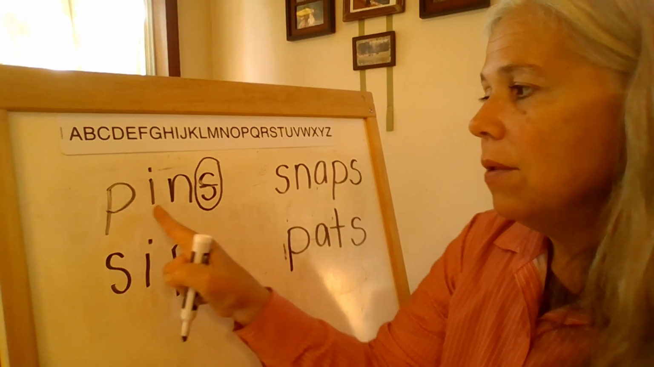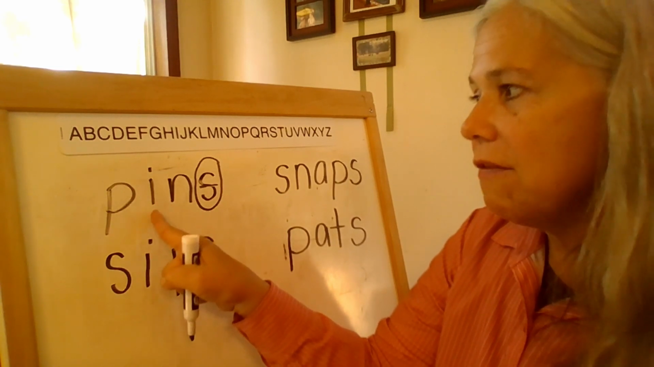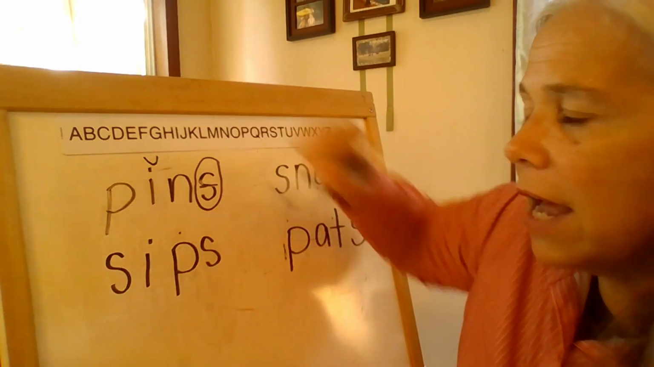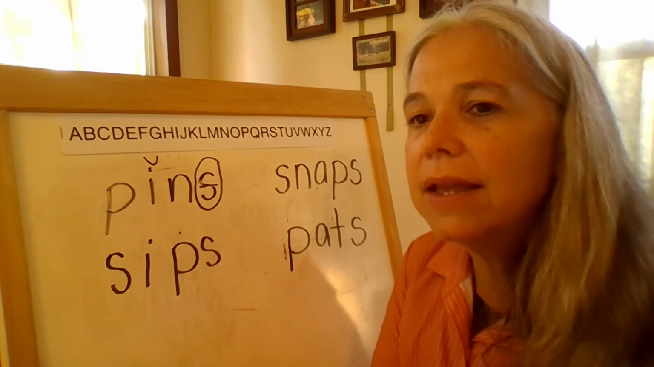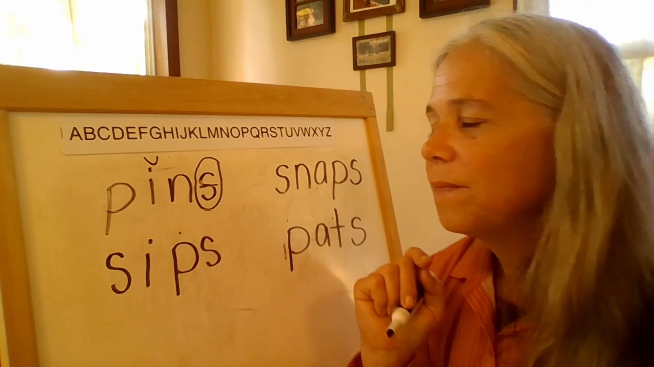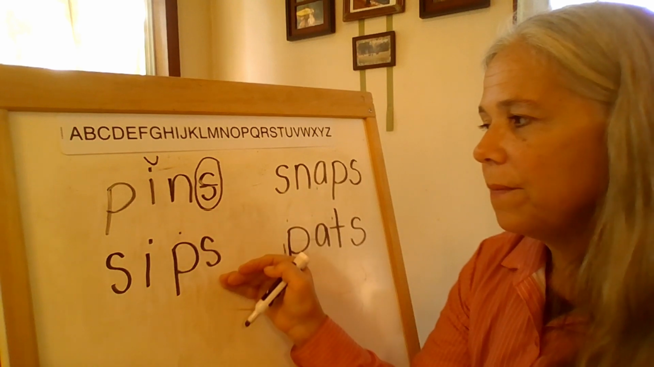Now let's code our base word. We find our vowel, I, a vowel in a closed syllable, short, code it with a breve. What is the sound of short I? Let's read that word. Pins. Very good. Let's go to our next word.